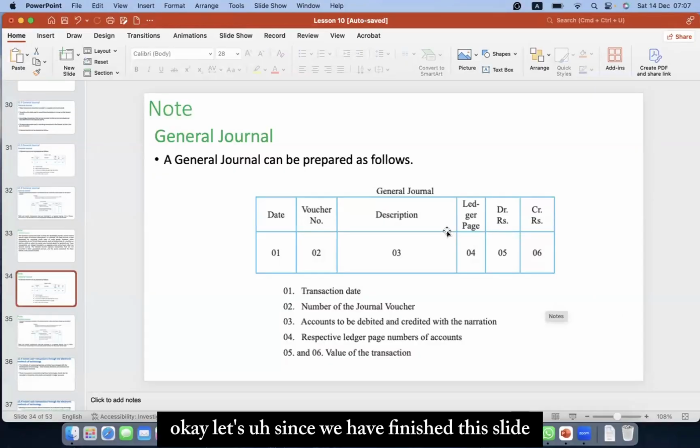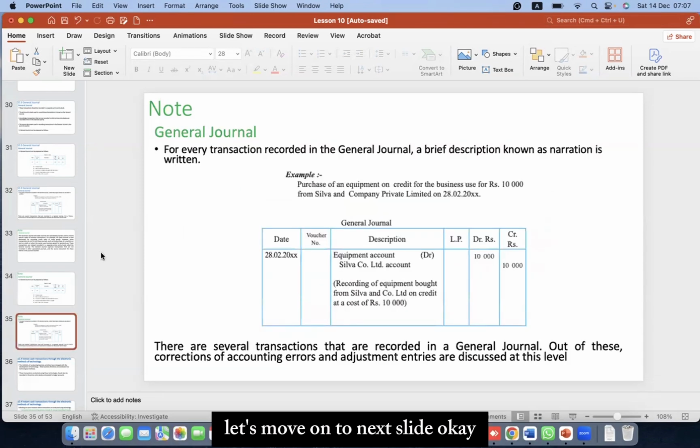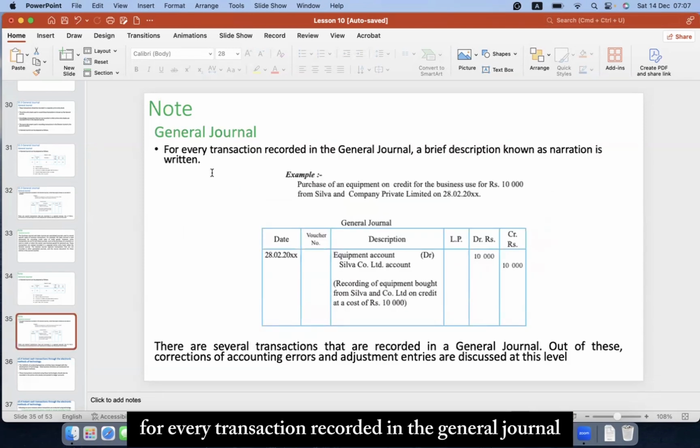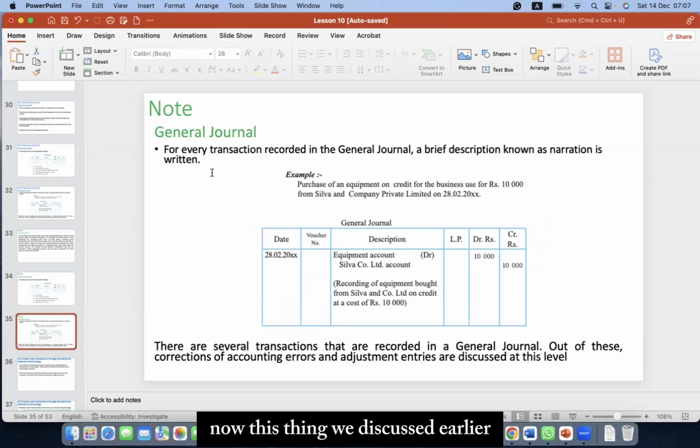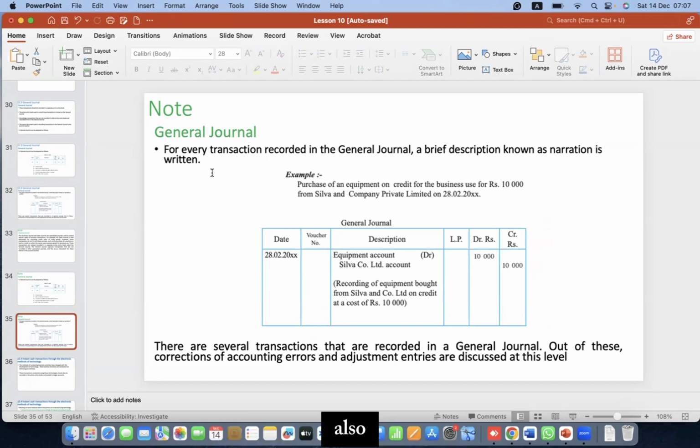Okay, since we have finished this slide, let's move on to the next slide. For every transaction recorded in the general journal, a brief description known as narration is written. Now, this thing we discussed earlier also.